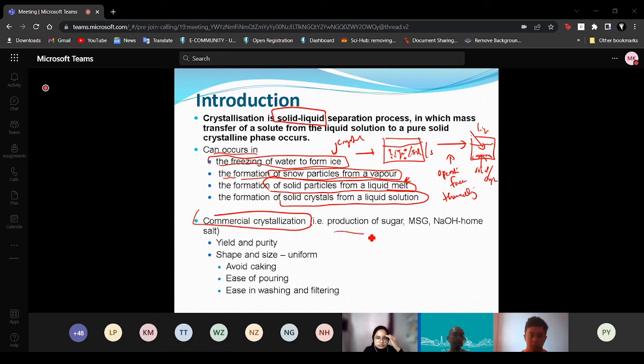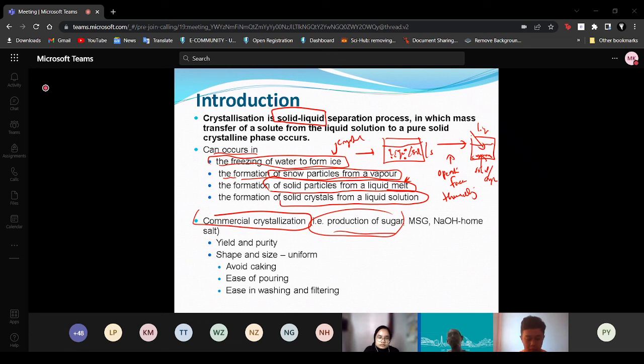Okay, commercial application. Contoh, example, production of sugar, MSG, sodium hydroxide, okay, home salt. So contoh sugar lah paling mudah. Sugar beets that you use at home, okay, when you want to prepare some drinks, so you put some sugar, so that sugar is basically in crystal form. Or even the salt, okay, salt yang you use for cooking is also crystal form.